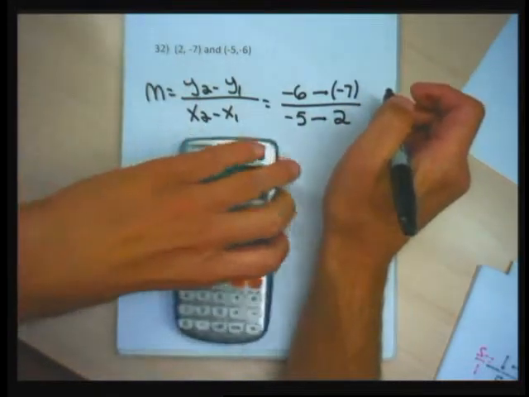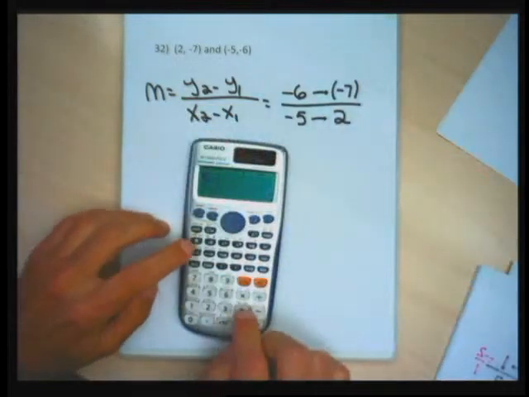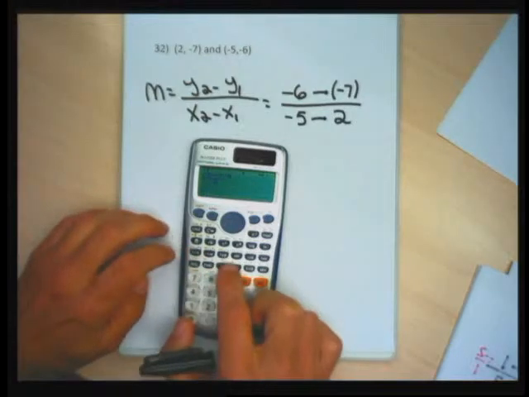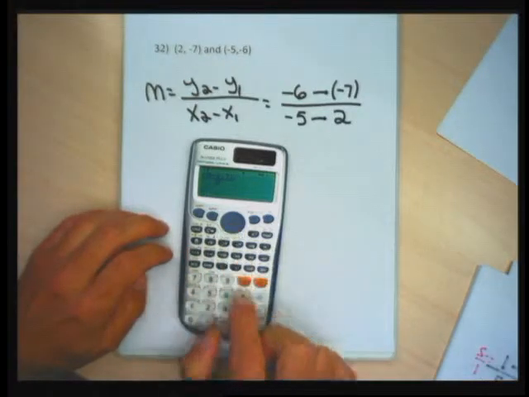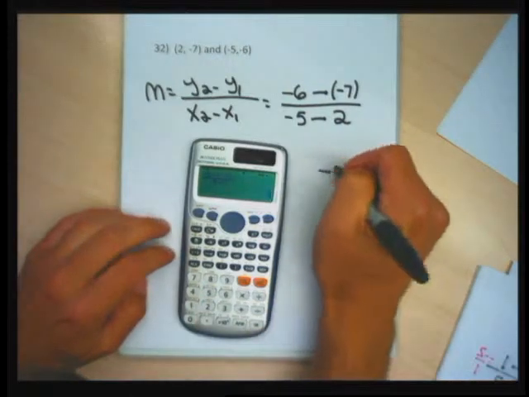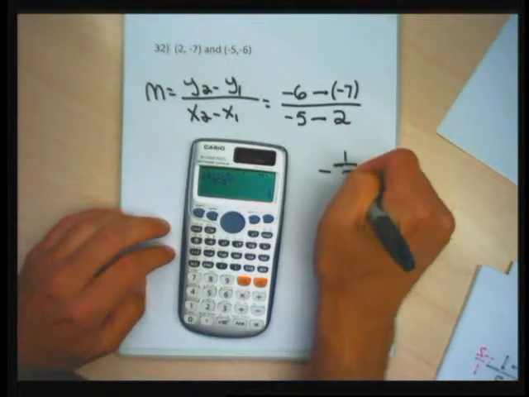Use my calculator because it's easier. Fraction, -6 minus parentheses -7. You don't really need those parentheses, but it's nice. And then -5 minus 2 in the denominator, and I get -1 over 7 for the slope.